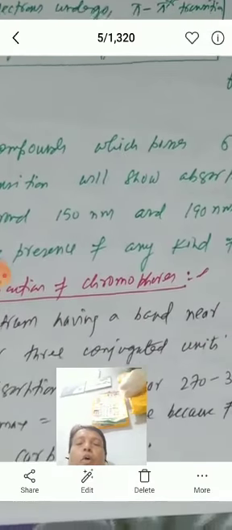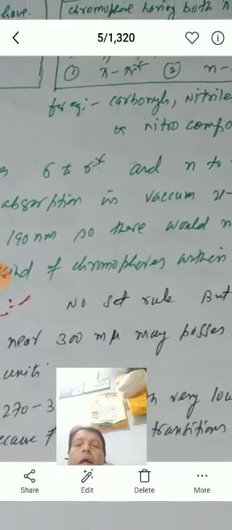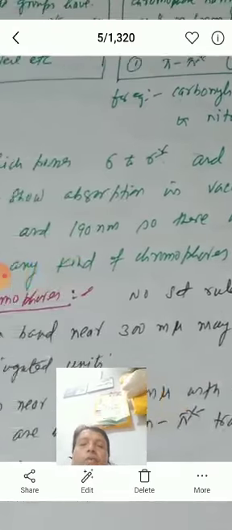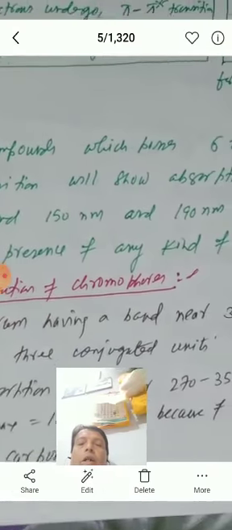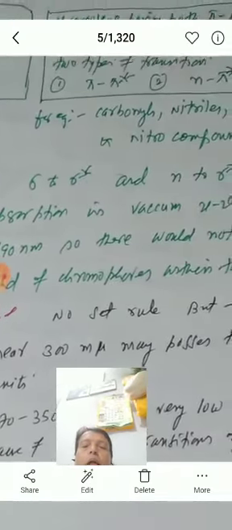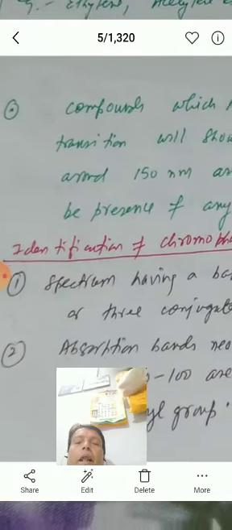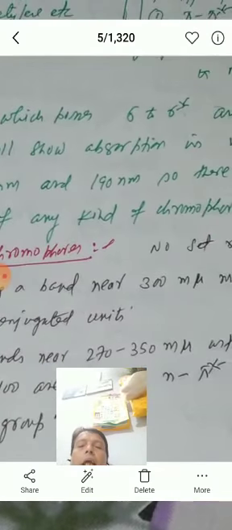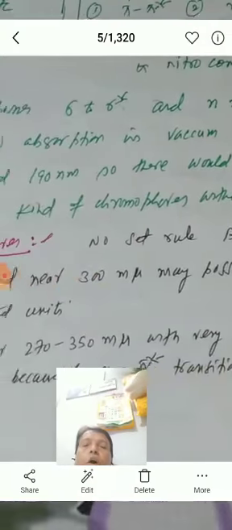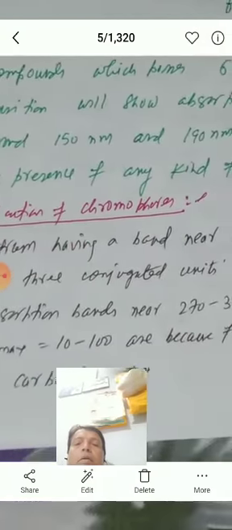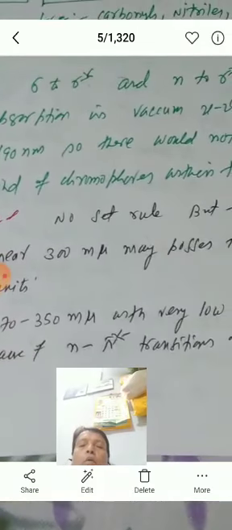Compounds which possess sigma to sigma star and n to sigma star transitions will show absorption in the vacuum UV region, around 150 nm to 190 nm, so there would not be the presence of any kind of chromophores within them.